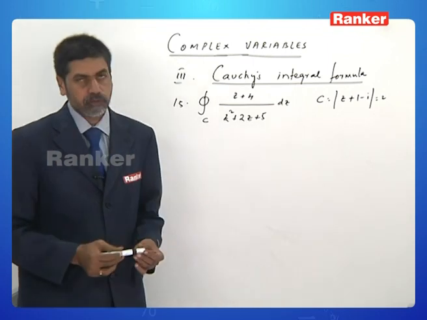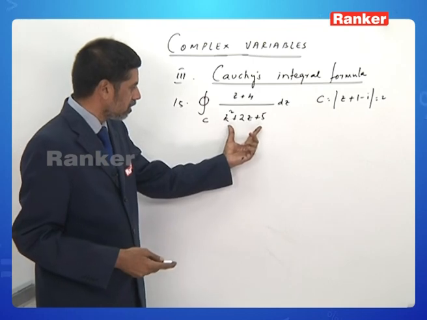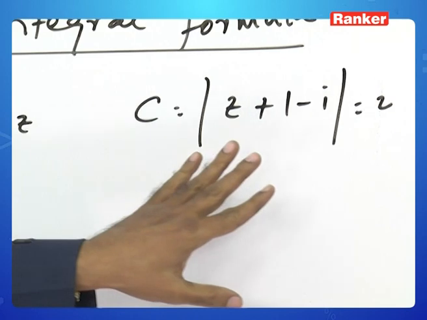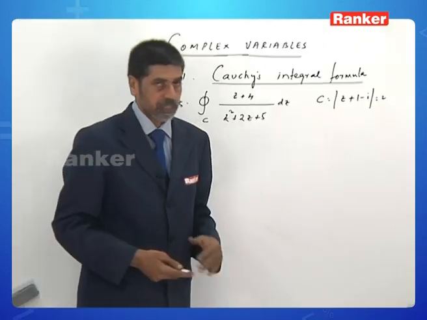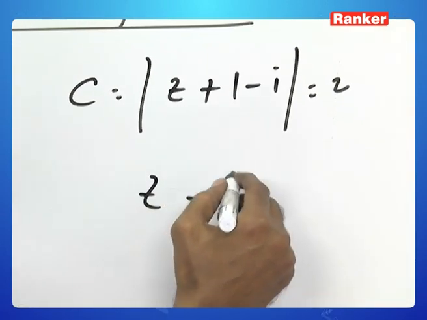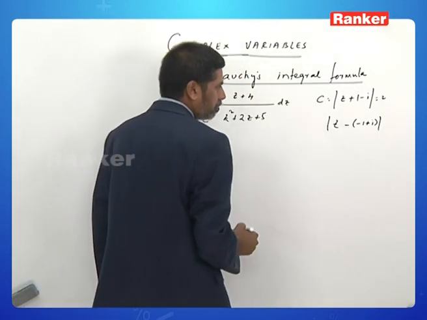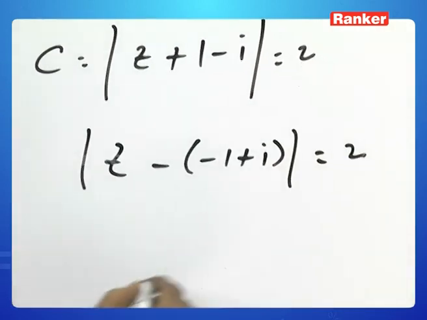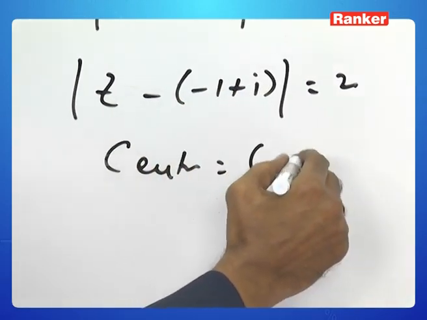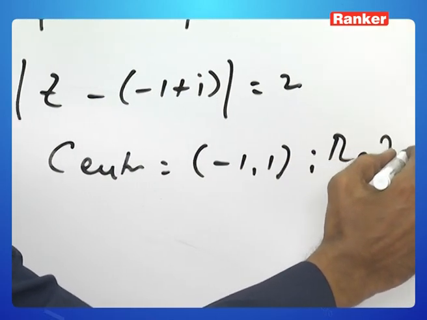This looks a little bit more difficult than the previous examples because we have to identify the singularities carefully and then even draw that contour. Of course, there is no confusion, this is a circle, but with the center not at the origin. So, you can write this as mod z minus of minus 1 plus i is equal to 2. Then you can easily identify the center is at minus 1 comma 1, and the radius is 2.